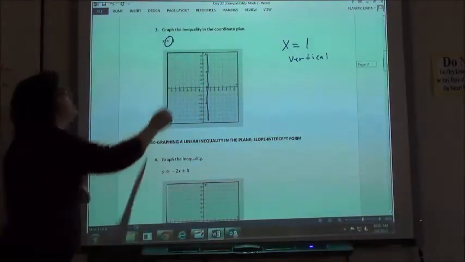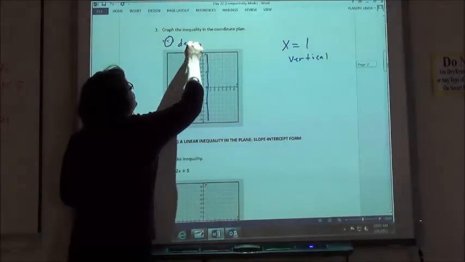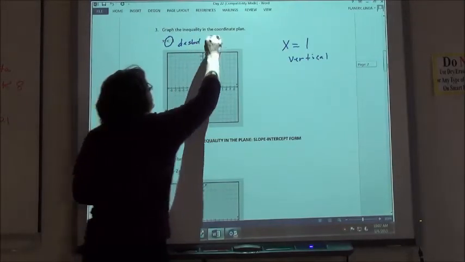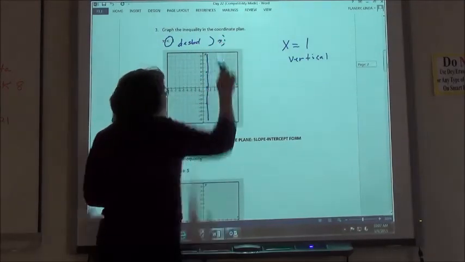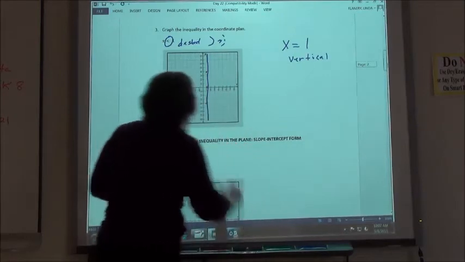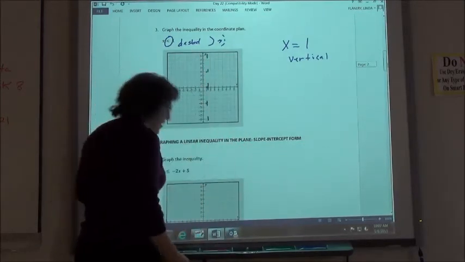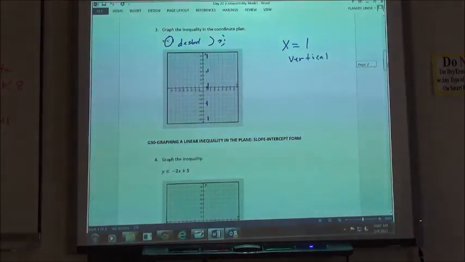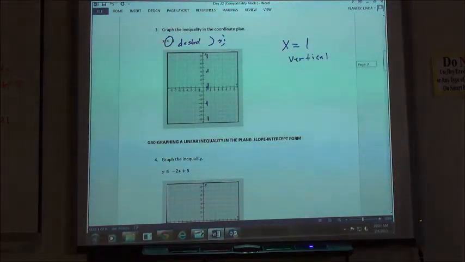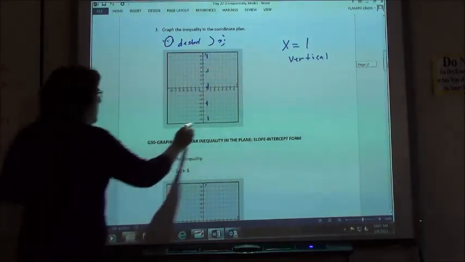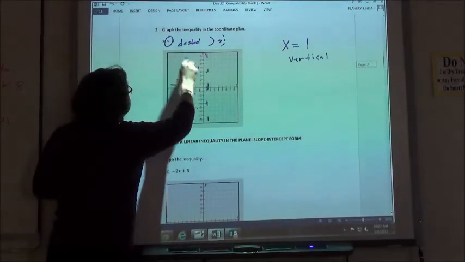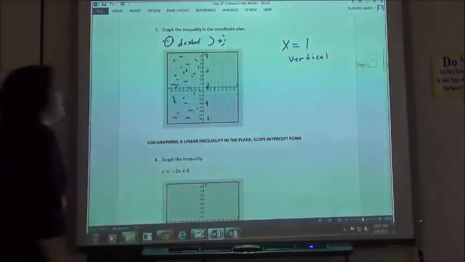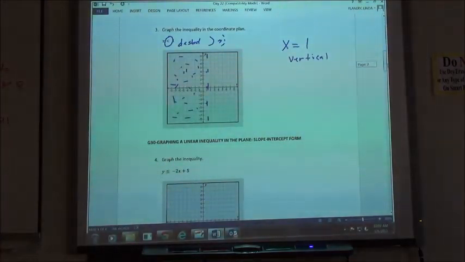Dash. This one's got to be dashed. It doesn't have the equal to underneath. And so we use that little tool that sort of looks like this. Click on our line and make it a dotted line instead of a solid line. And then when I shade, this time I'm shading x is less than 1, so I would shade to the left. Click on my shading tool and click anywhere on the left side, and it's going to shade that whole side in for you.